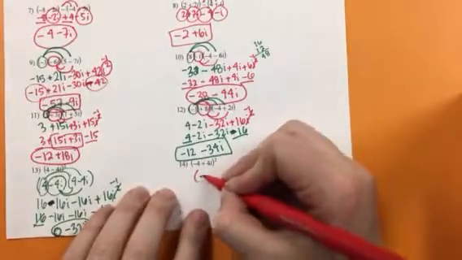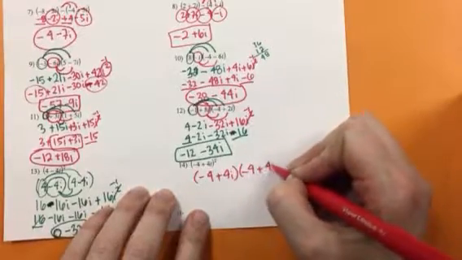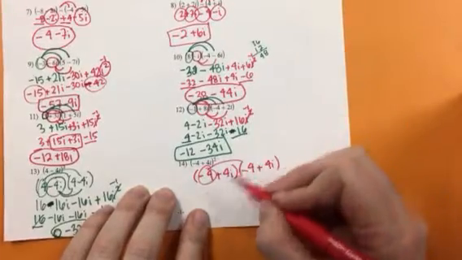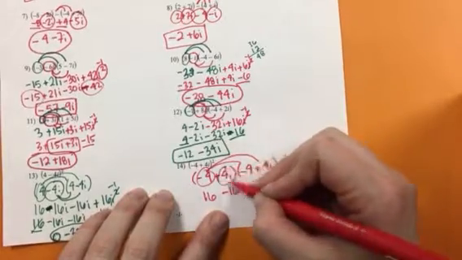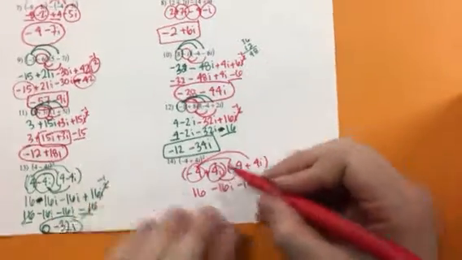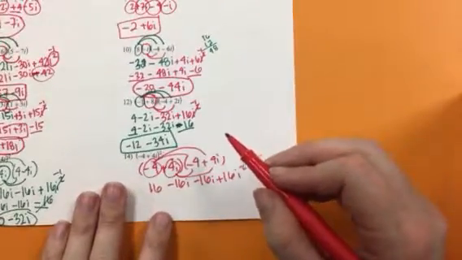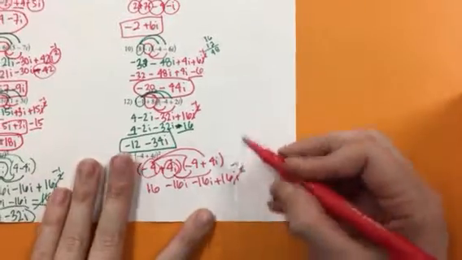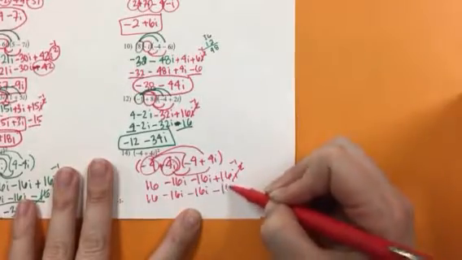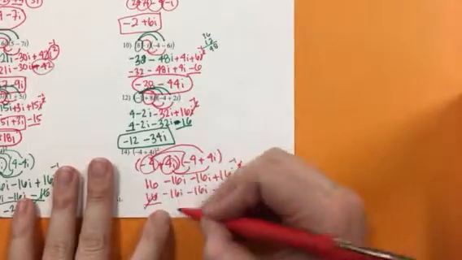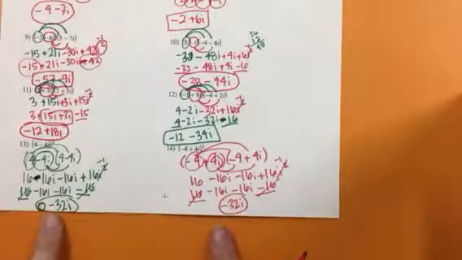Number 14, it's squared, so we write it twice. Distribute, negative times negative is positive. Negative 16i, negative 16i, positive 16i squared. This becomes a negative 1. 16 and 16 cancel out, negative 32i. So you could write it this way, or 0 minus 32i.